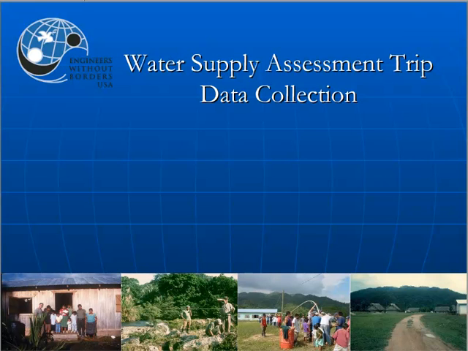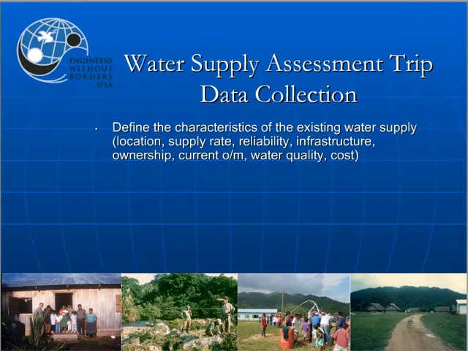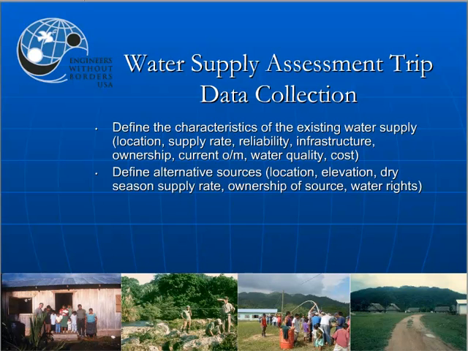And so now let's say this is a second assessment trip and it's for a water supply project. This will be an example of data that you may want to collect for that assessment trip. Number one, define the characteristics of the existing water supply. And this you should really have pretty much in detail. The location, the supply rate, the water quality, if it costs anything to use, all this you should know pretty much exactly.